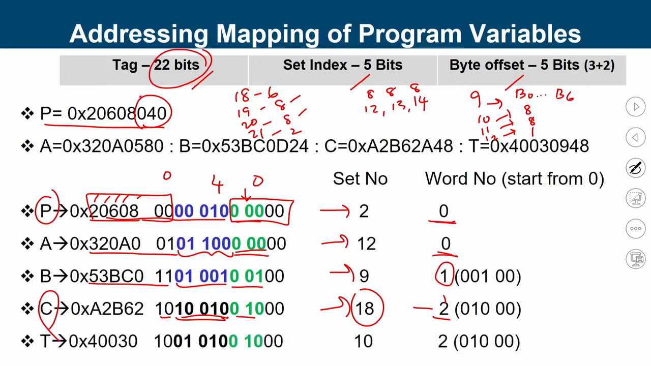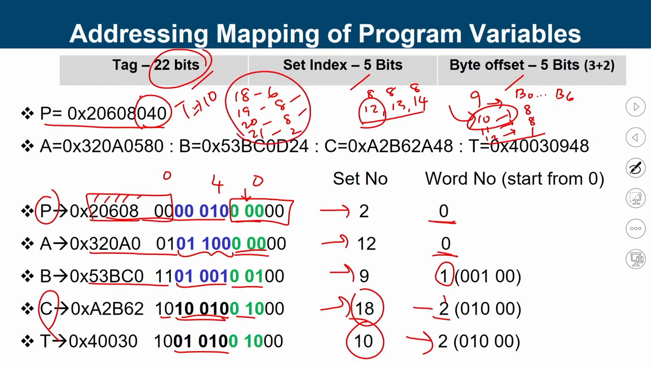Now, let us see what happened to T. T is mapped to set number 10. T is just one word, and it is word number 2. Since T is mapped to set number 10, B has a problem. B also reaches set number 10, and B reaches set number 12 also after some time, where there is a conflict with A. Whereas C is uninterrupted, nobody is coming and occupying the place of C, because C is located in set number 18, 19, 20 and 21.